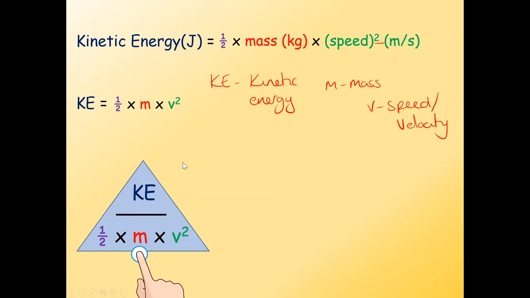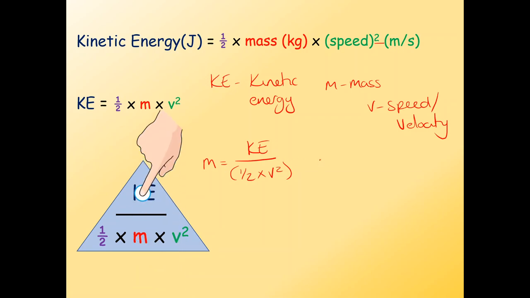So if I cover up m to work out mass, what we actually get is kinetic energy divided by half times v squared. So we'd actually work out this calculation first, and then the kinetic energy would be divided by that answer. Okay, if we want to work out what kinetic energy is, that's obviously what we've had above. So kinetic energy is half times m times v squared.